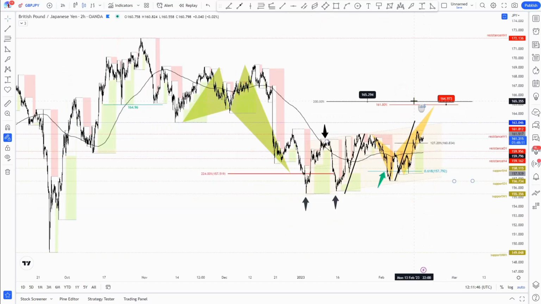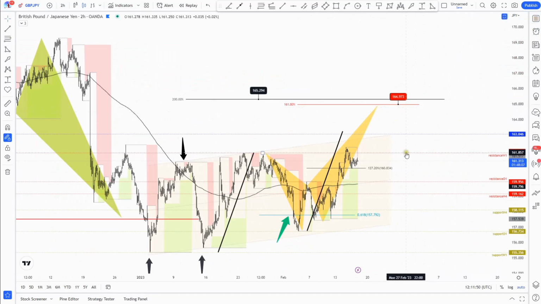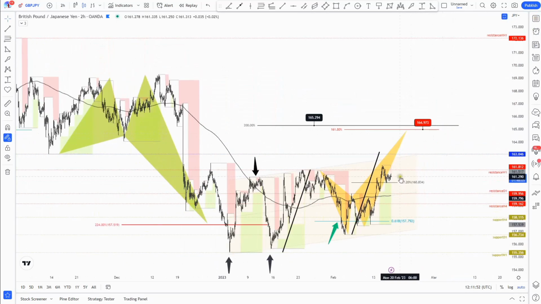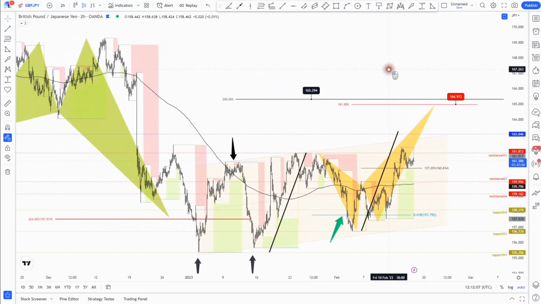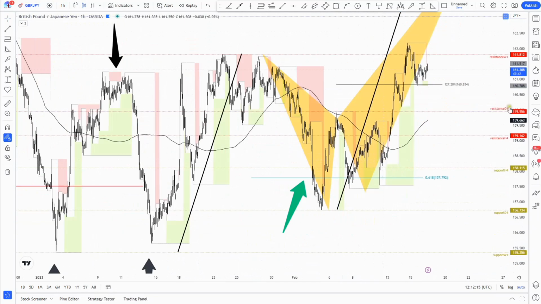But as we can see, and very similar to the other Japanese pairs that I showed you before, we are still threatening the previous highs. In this case, for the pound, we are still threatening the major resistance, the weekly fractal at 161.81. And I admit that actually, let me just check. I need to update some of these fractals because they are not updated yet.